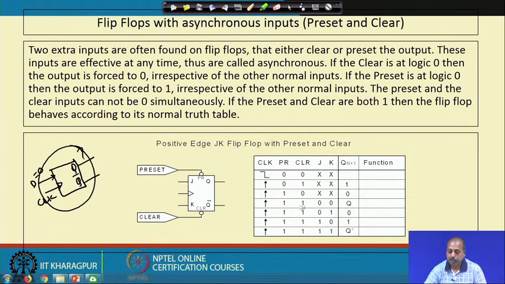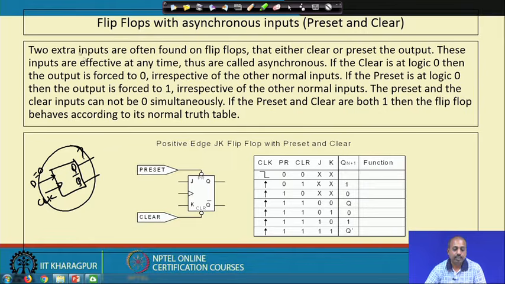On the other hand, for the proper operation of the flip flop, preset and clear both of them should be made equal to 1. So they are always made equal to 1. Then this flip flop operates as a normal JK flip flop.